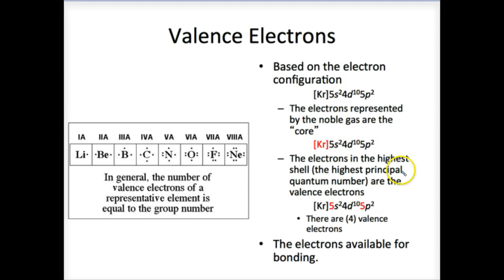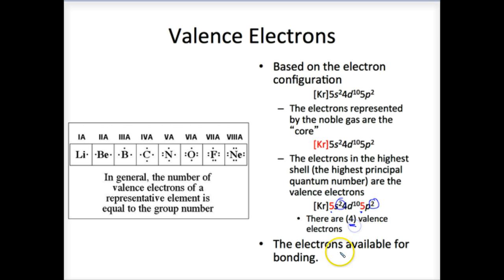So when we look at elements like this, the valence is the highest number, so the 5 in this case is the highest number. So this element has 4 valence electrons because there's 2 in S and there's 2 in P, so that's 4 total in the 5th orbital.